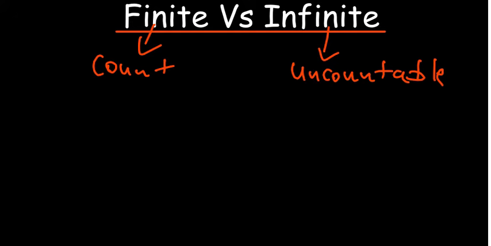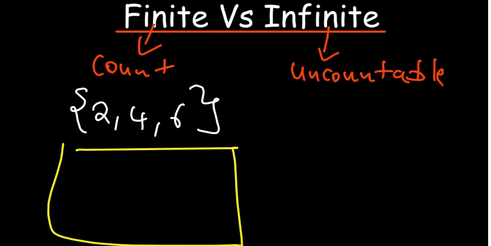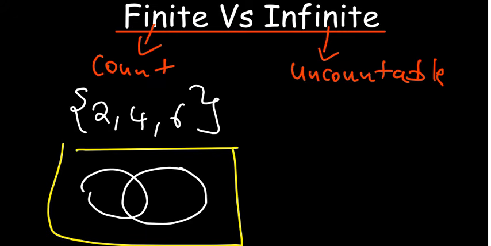Okay, so let's look at some examples. For countable, you can look at the set in roster form. Let's say 2, 4, 6. Such a set is a finite set because you know the exact number of elements there. So you're able to present a finite set in a Venn diagram. A Venn diagram is something like that. Because you know the number of elements is limited, they're able to fit in.